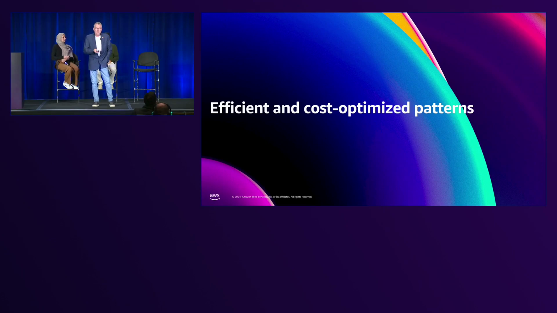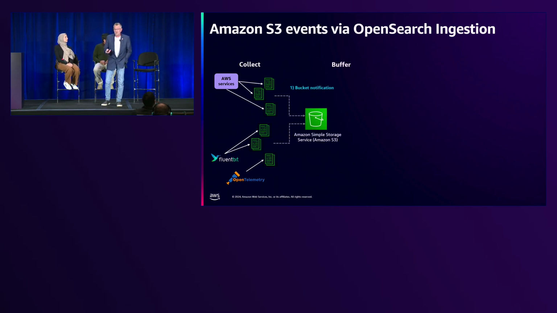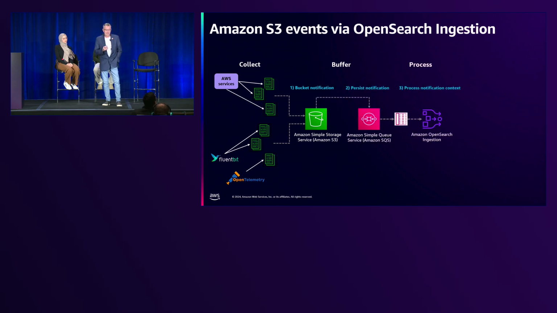So if we look at some of the efficient cost optimization patterns, and these are ones that I work with customers on, and you can see that Pawan, with his company, leverages one of them, and that happens to be Amazon S3 events with OpenSearch ingestion. Services write to S3, and particular agents like FluentBit or your OpenTelemetry agents can also write to S3, and by using the bucket notification patterns with S3 talking to SQS, we can index that data using OpenSearch ingestion with a really quick and simple blueprint.